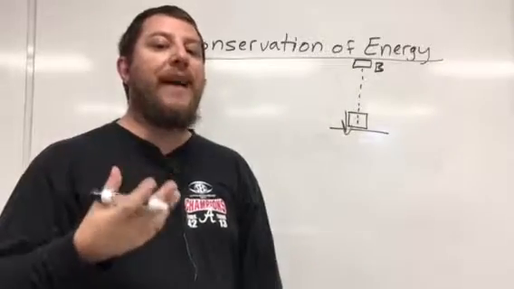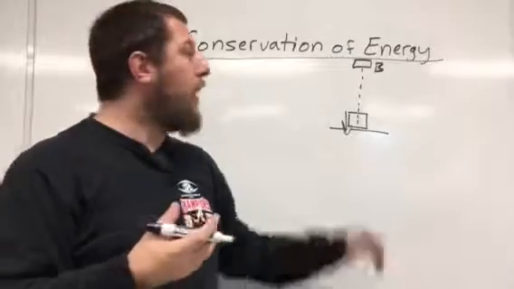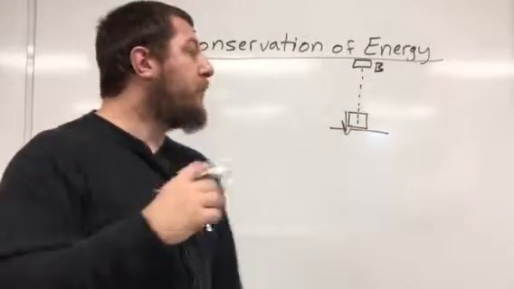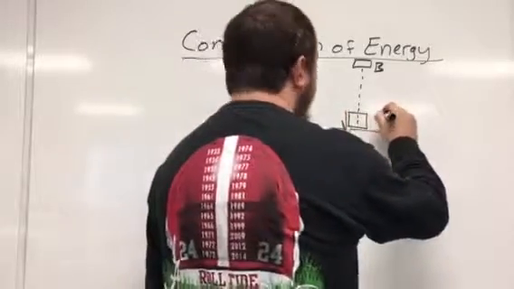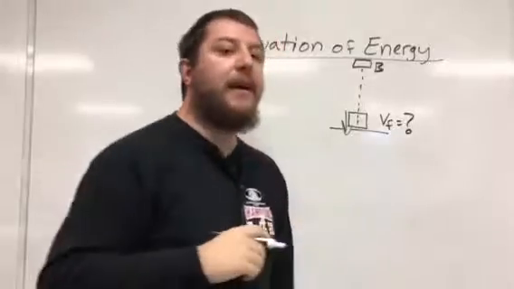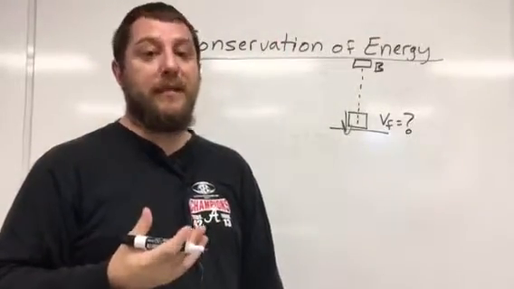Now, we really don't have things called energy meters, but what can I measure as the object is about to hit the ground? I can measure its velocity. So what I want to know is what is the velocity as the object hits the ground. Now, we already know how to do this. We can use Newton's methods.